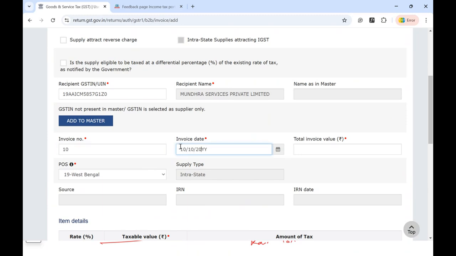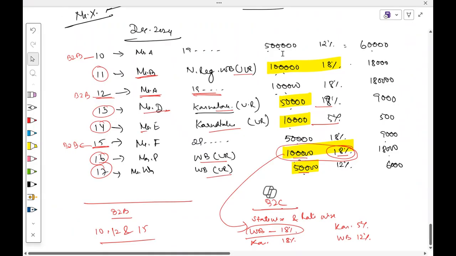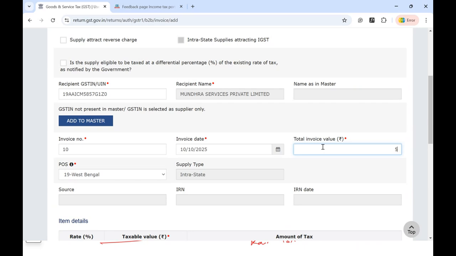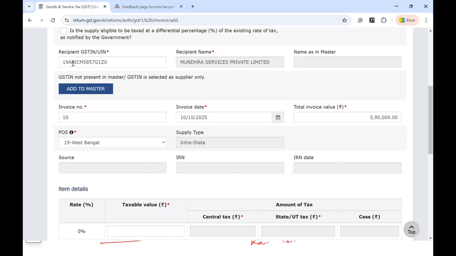Say this is the GST number of the recipient, invoice number 10, date of invoice, say 10th, 2025. Invoice value, it is 5 lakh. I am providing here 5 lakh 90,000 as the invoice value. That means considering GST, it is 5 lakh 90,000. State, since it is 19, it is starting from 19. That denotes the state code 19 denotes it is from West Bengal.